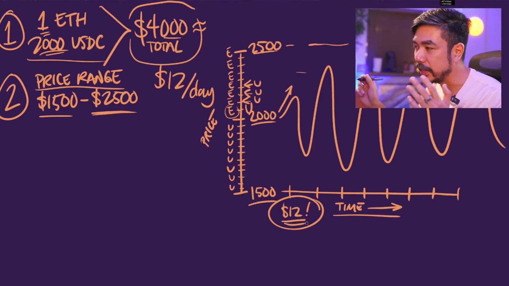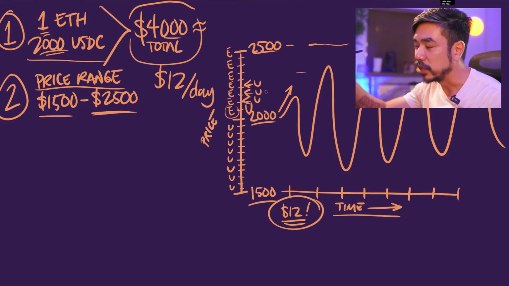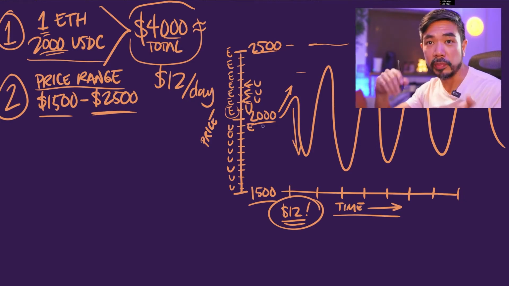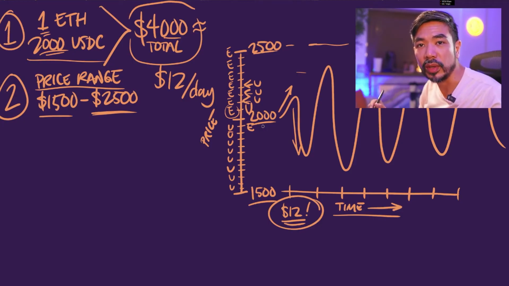So that's the idea. I described what happens when the price goes up, right? Your ETH becomes USDC. When the price goes down, your USDC becomes ETH, because people are selling ETH and buying your USDC, turning it into Ethereum.